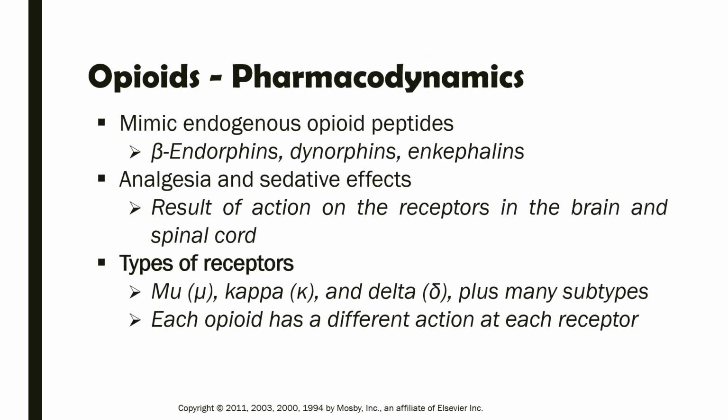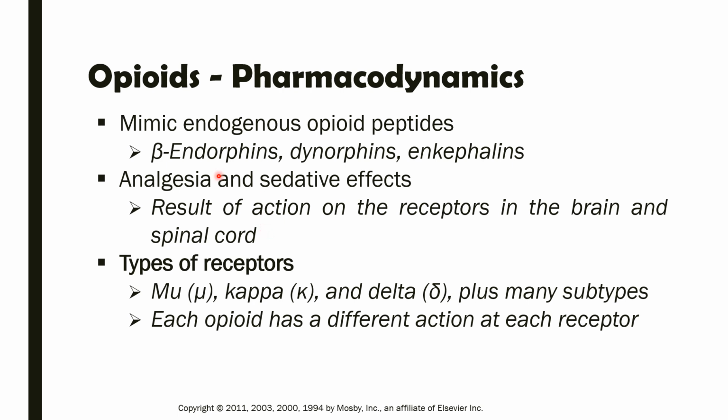Opioids now mimic the endogenous opioid peptide. So the endogenous opioid peptides that are produced in the body are the endorphins, dynorphins, and the enkephalins. So these are the ones that are being mimicked by the opioid drugs. So the opioids produce analgesia and the sedative effects. So this is a result of the action of the opioids on the receptors. So these receptors now are found in the brain and the spinal cord.